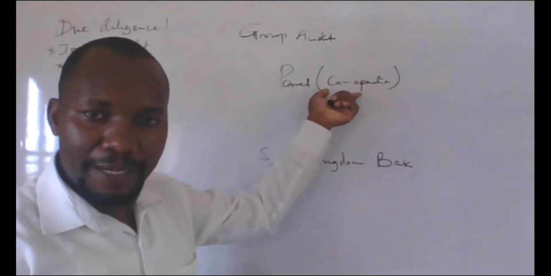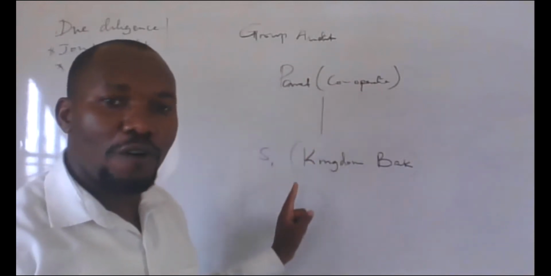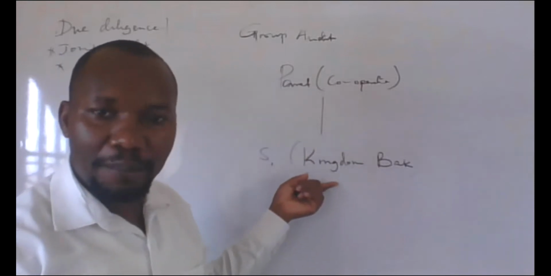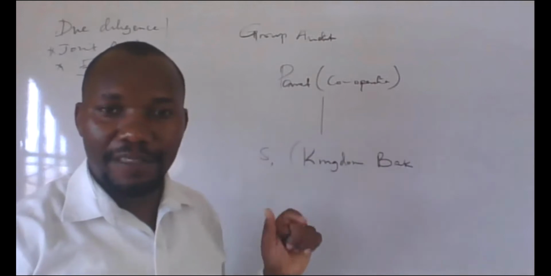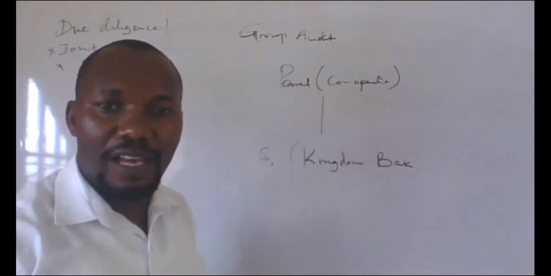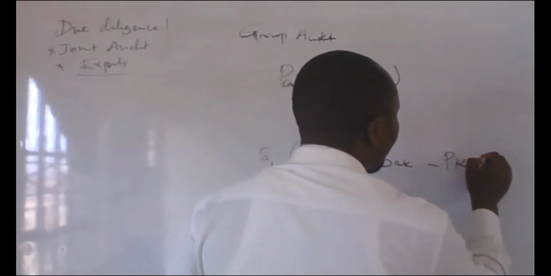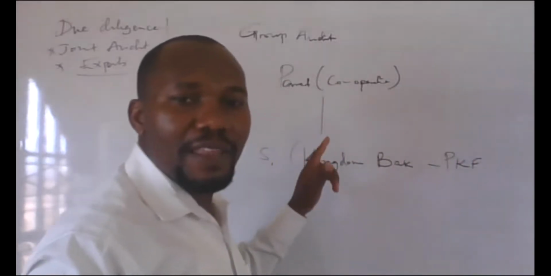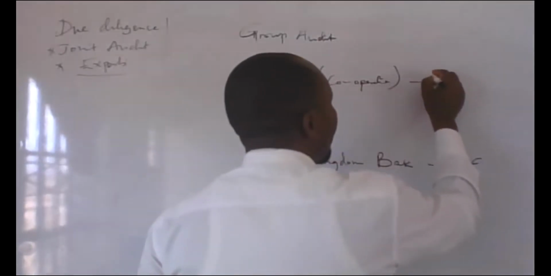Now, there are situations where you might find that when one company, which is the group company or the holding company, like here, Cooperative Bank, took over Kingdom Bank at some point, Kingdom Bank was having its own auditor. They were having their own auditor. And so let's say that the auditor was PKF, but the auditor for Cooperative Bank was PwC.